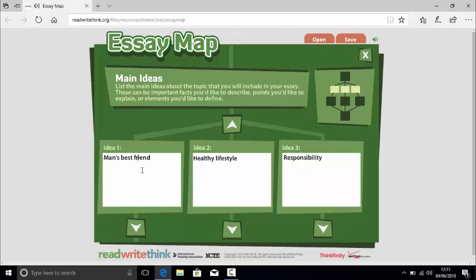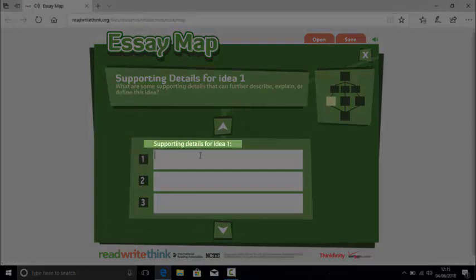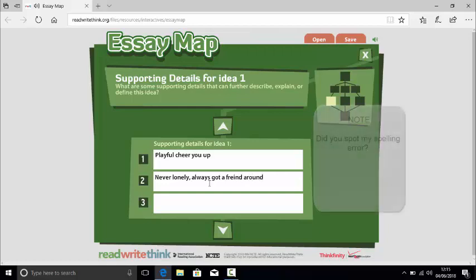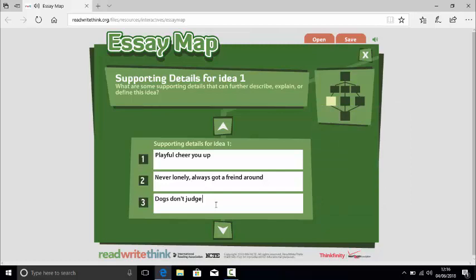So on this idea 1, man's best friend, if I click the down arrow, it's now asking me for supporting details. A dog is a man's best friend because they are playful, cheer you up. That's one point that I can then go on and expand about. My second point would be that you're never lonely, always got friends around. And my third point would be that dogs don't judge you, which I think anyone who has a dog and has ever spent long evenings chatting away to their dog can probably agree with.